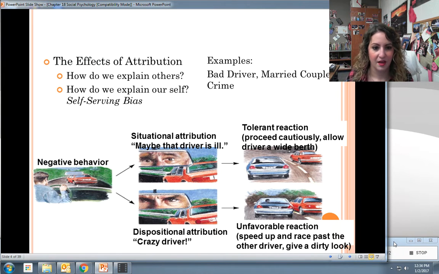So that's how we explain others. How do we explain others? By making that error, that fundamental attribution error. But when it comes to explaining ourselves, we do just the opposite. When we explain our own behavior, we do the self-serving bias. We're a little bit biased when explaining our own behavior.